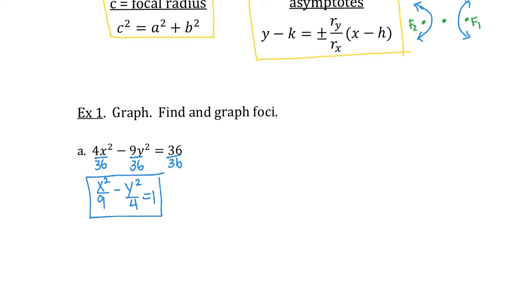From here I can see that the center is 0, 0. The x radius is 3 and the y radius is 2. So I'm going to go ahead and draw the graph. Okay, center 0, 0, x radius 3, y radius 2. I'm going to use the box to help me get my asymptotes looking nice. I'm going to find the asymptotes too. Okay, now my asymptotes go through the corners of this rectangle.